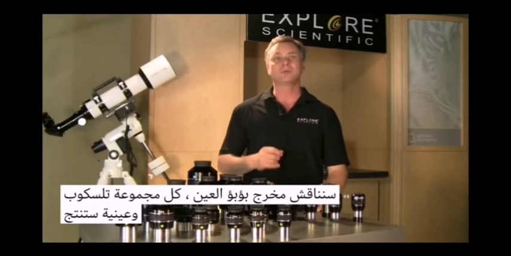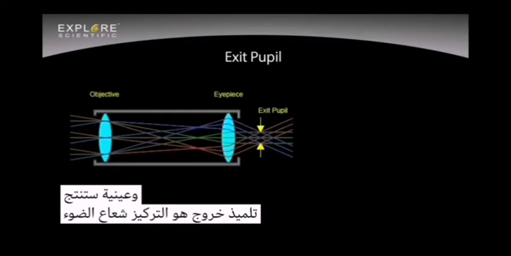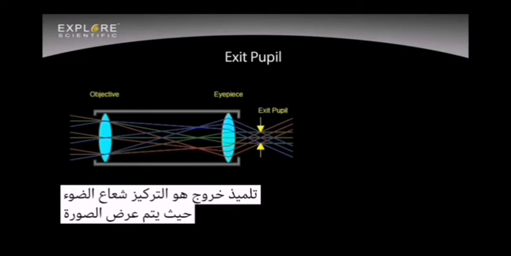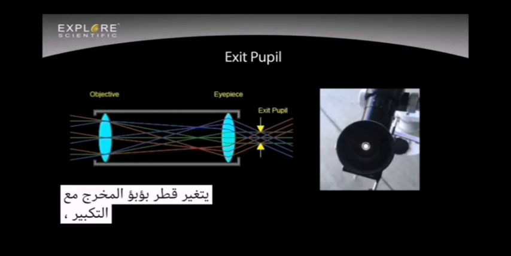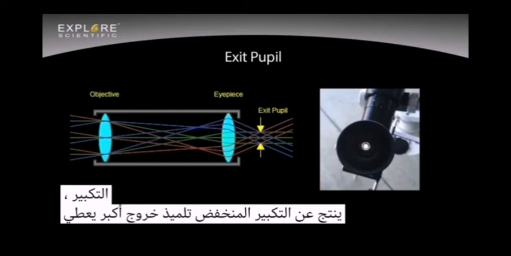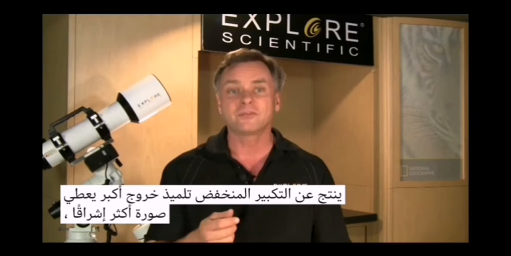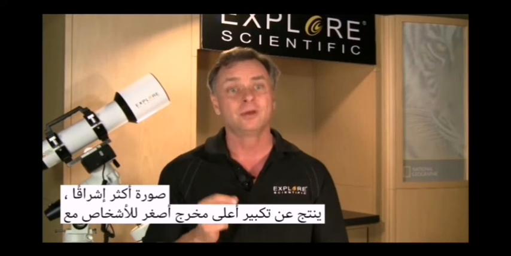Every telescope and eyepiece combination will produce an exit pupil. It's the focused beam of light where the image is viewed. The diameter of the exit pupil changes with magnification. Lower magnifications produce a larger exit pupil, giving a brighter image. Higher magnifications produce a smaller exit pupil with less image brightness.